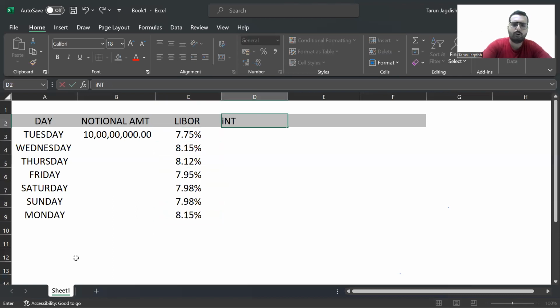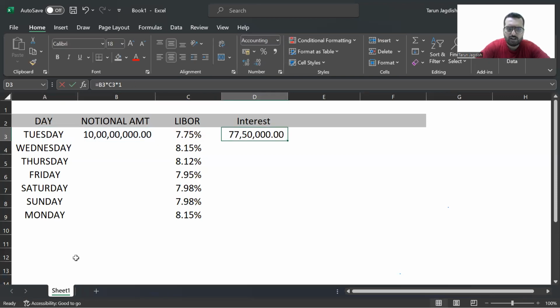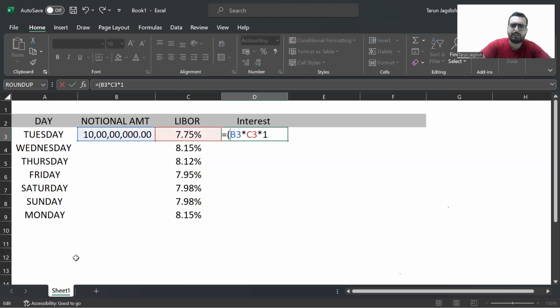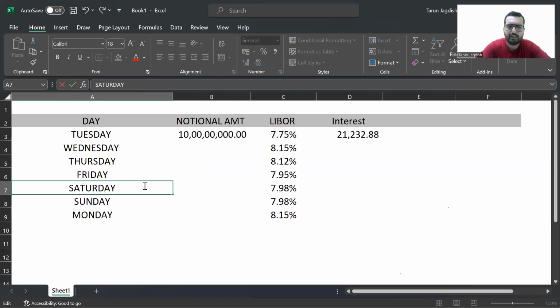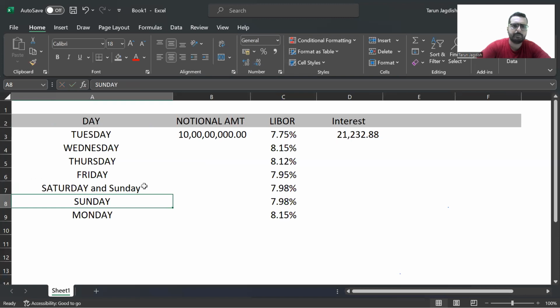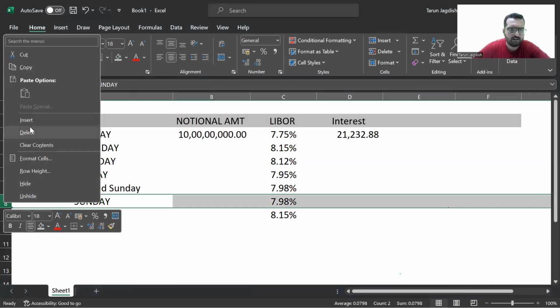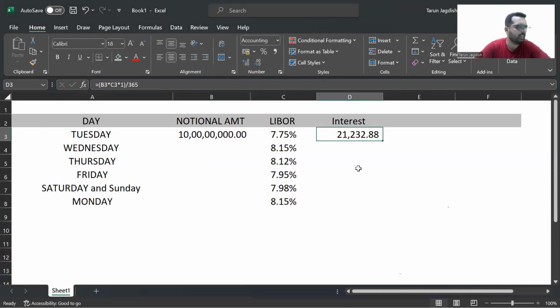So based on this, now I need to find out the interest. So notional amount into this, into 1 whole divided by 365. Friends, ideally we should take 360 days, but your textbook has done it using 365. So Saturday, Sunday being the same, I can write down over here Saturday and Sunday. That way I can ignore this one column. Okay, so you get the answer as 21,233 approximately.